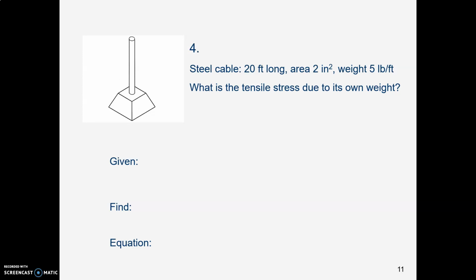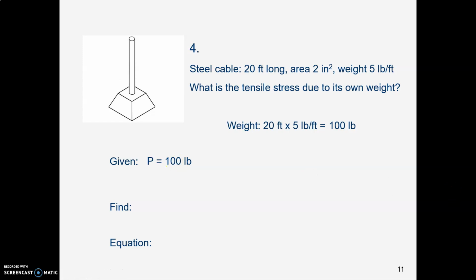Okay, what is its weight? Well, let's see. It's 20 feet long. It weighs 5 pounds per foot, so that cable must weigh 100 pounds. Okay, now we can move along. What are we given? We are given the force, the weight, because 20 times 5 is 100 pounds. The weight of that cable is 100 pounds.